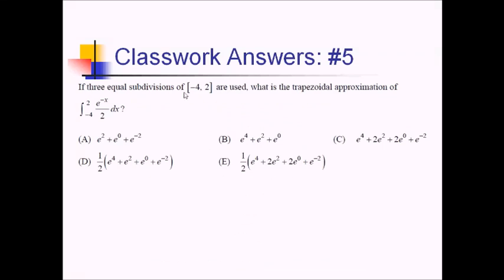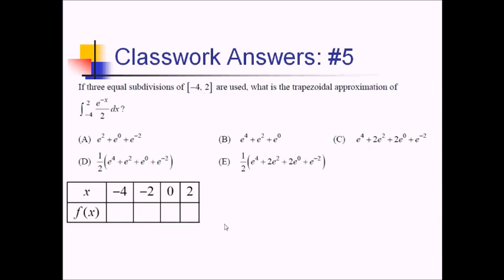For this problem, if three equal subdivisions of -4 to 2 are used, what's the trapezoidal approximation of this integral? Okay, so let's set up our table. We're going from -4 to 2 in 3 steps, so we're going by 2's. We've got -4, -2, 0, and 2 for our x values. Let's get the y values that go with that.